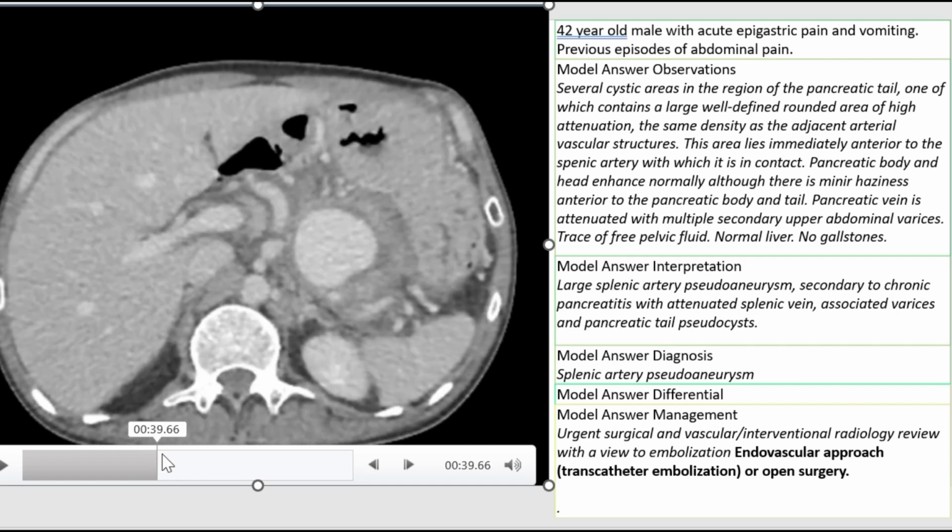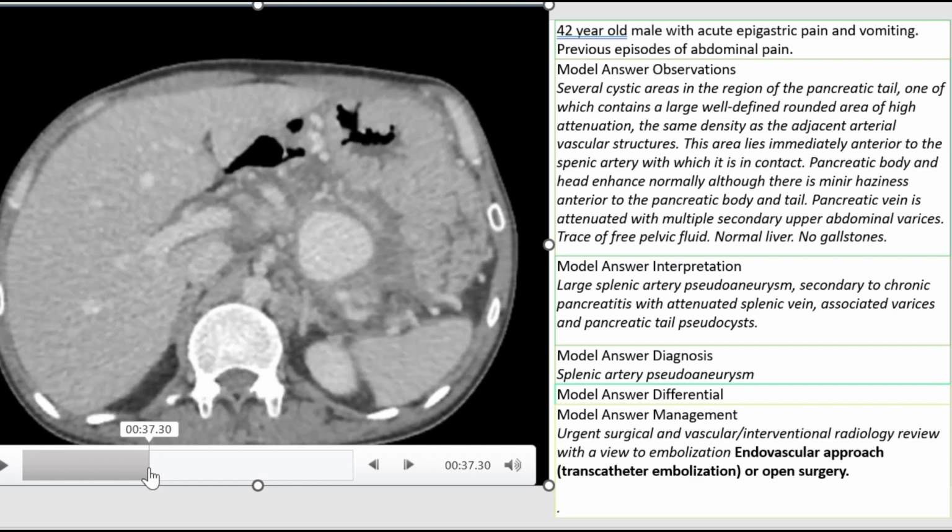With indistinct margins. I can't distinguish the pancreatic margin from the surrounding fat. Why? Because the surrounding fat shows fat stranding. So there is diffuse enlargement of the pancreatic parenchyma with indistinct margins and adjacent fat stranding.